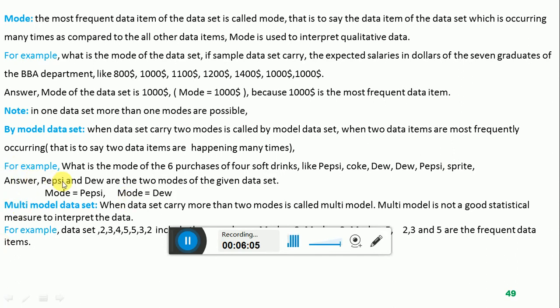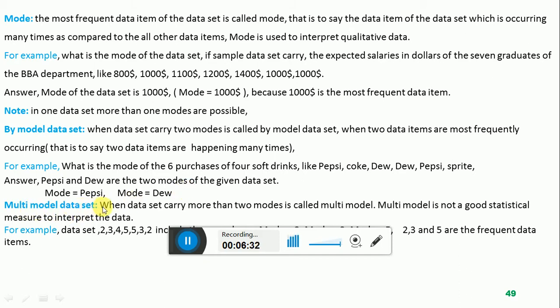Answer: Pepsi and Dew are the 2 modes of the given data set. Mode is Pepsi and mode is Dew. Why? Because these 2 soft drinks are happening 2 times in the given data set. So the data set which includes 2 modes is called a bimodal data set.